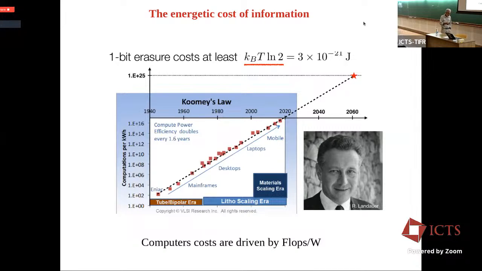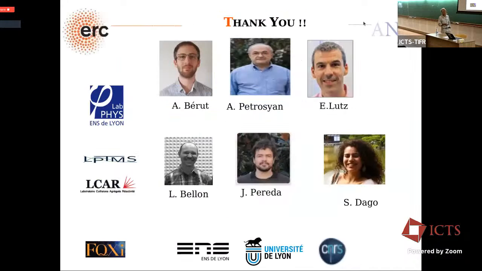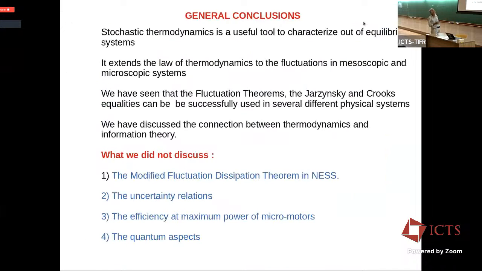Of course, as I said, this small amount of kBT log 2 plays already an important role in feedback systems, for example in biological systems. These are the people who collaborated with me on this subject. And then these are some general conclusions.